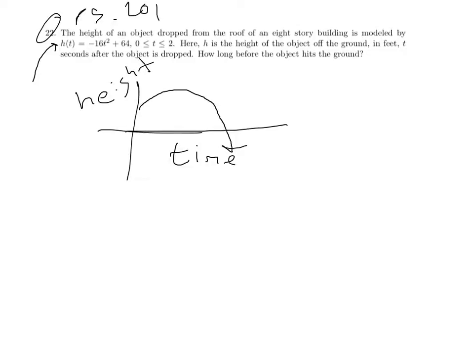So they're asking us after how long will that object have hit the ground. So we want to know the time that has passed, how long it has been since the object hits the ground. Well, notice if it hits the ground, we can see here that h equals 0. So our goal here is to figure out after what amount of time, so we're looking for t, has passed that the height is 0.